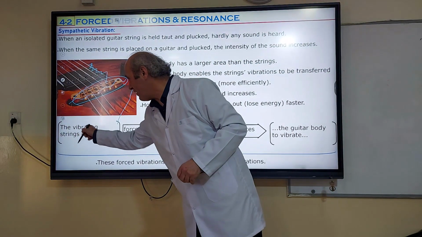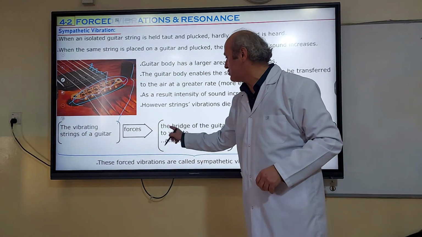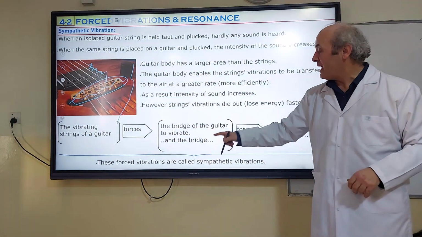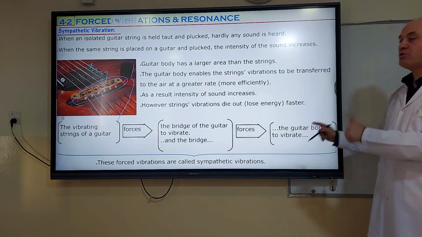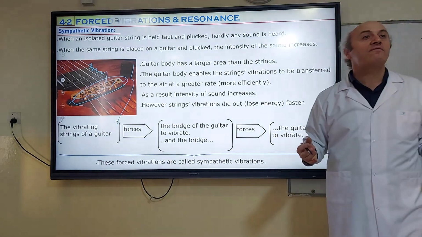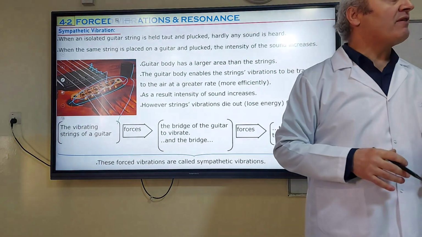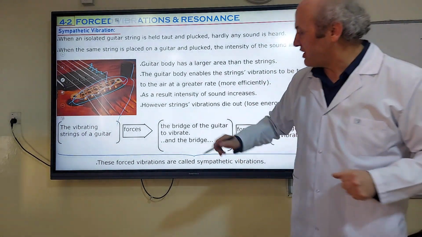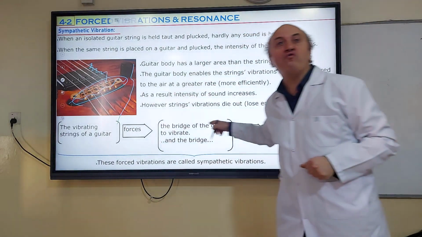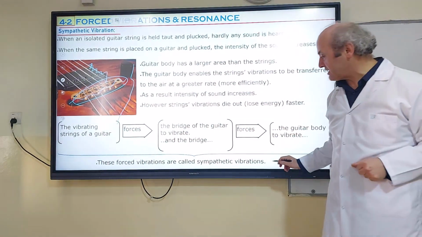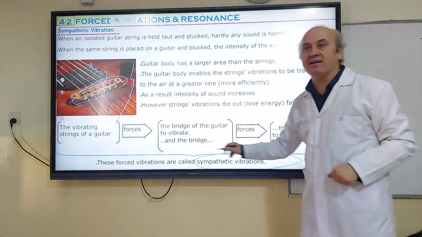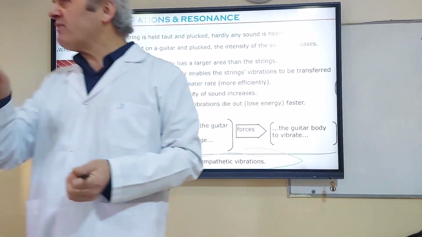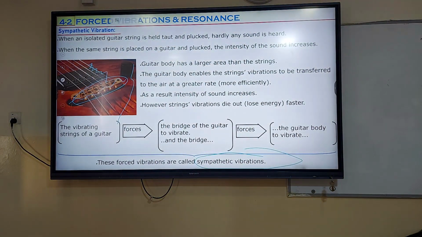So the vibrating string of the guitar forces the bridge of the guitar to vibrate, and the bridge forces the guitar body to vibrate. So as a result of this, energies and vibrations transfer at a greater rate at the same frequency. This chain of forced vibration is called as what? Sympathetic vibration. Sympathetic vibration happens only in musical instruments.